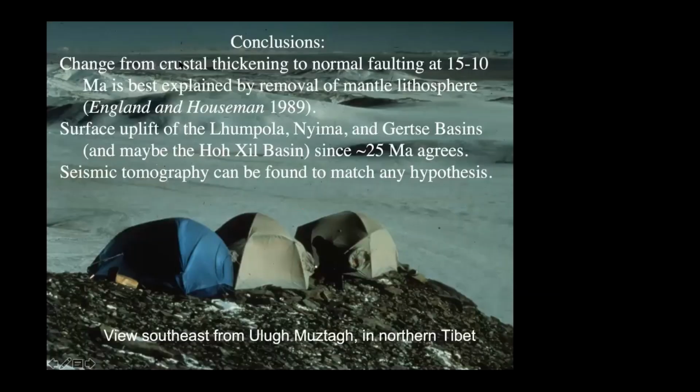So if I summarize what I've tried to tell you, there's been a change from crustal thickening to normal faulting at about 15 million years ago, and this is best explained by removal of mantle lithosphere. This is not a unique explanation, but it's the least implausible one as far as I can see. And I've given you many tests of this hypothesis, and they pass. Maybe there are tests where this fails, but I haven't seen them yet, and maybe I'm just stubborn.